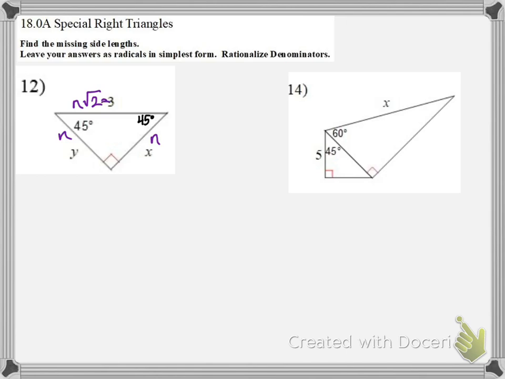I'm going to bring it down here and write myself a little equation that says n root 2 equals 3. Want the n by itself, so I divide out the root 2. And now I have n equals 3 over root 2. But we're not going to be leaving any radicals in the bottom. I often say not allowed in the bottom. It's not allowed in the bottom in these problems.